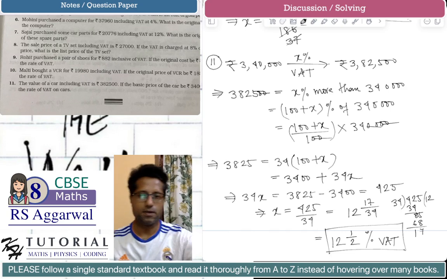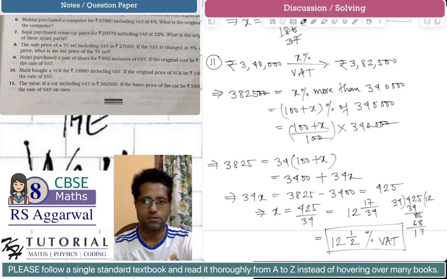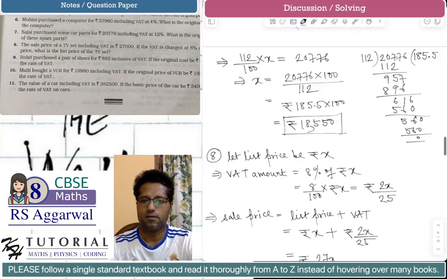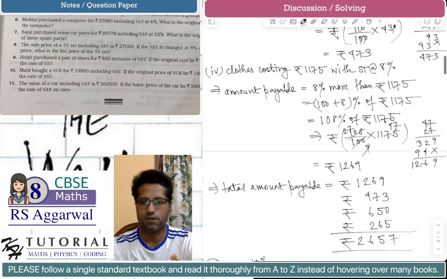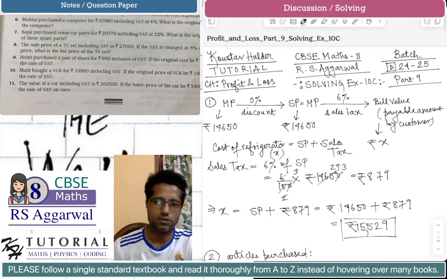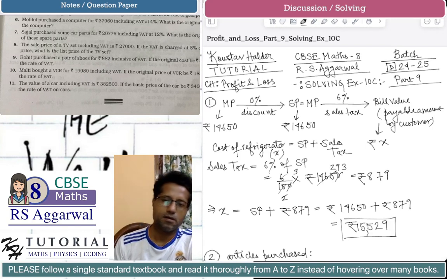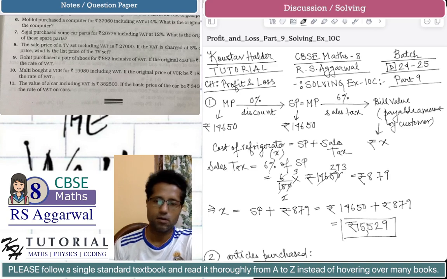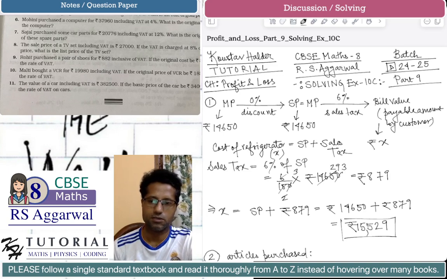So this brings to an end in solving the problems of exercise 10C, which is all the problems are based on the sales tax and value added tax. So from the original price and a given rate of VAT, you have to find the final price, that is the price after the VAT is added, or the final price is given and also the original price is given, and you have to find the rate percent of VAT.